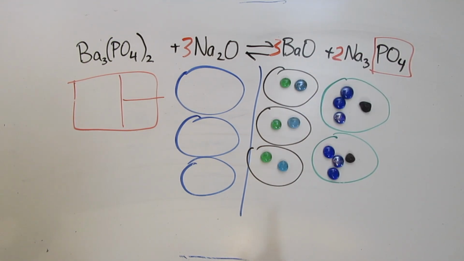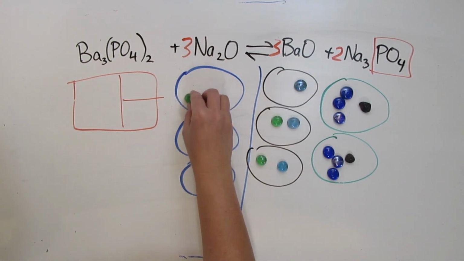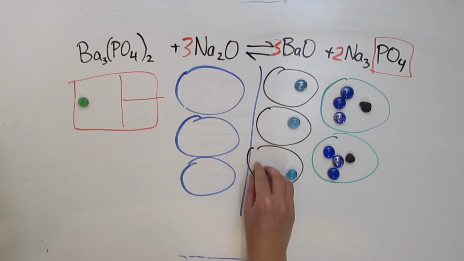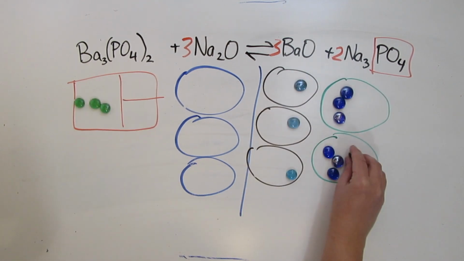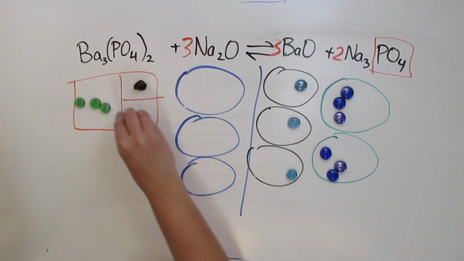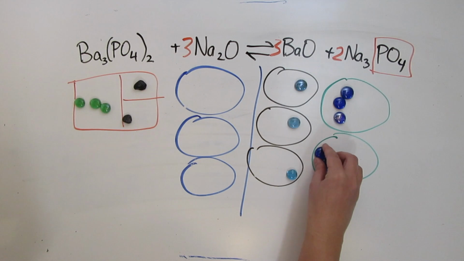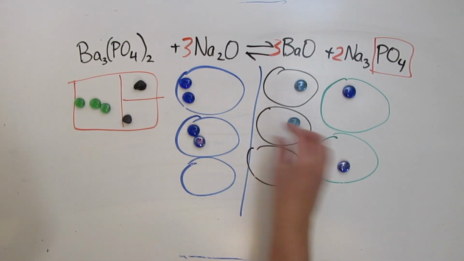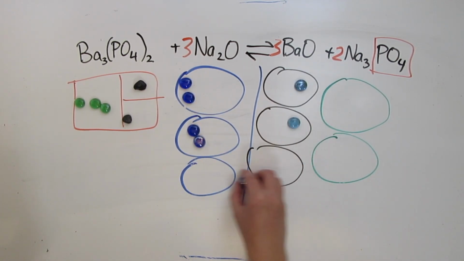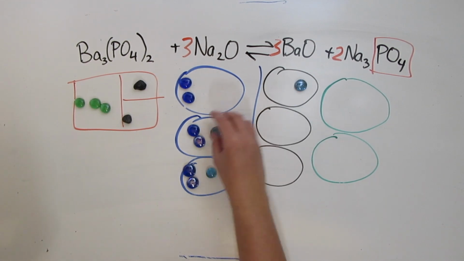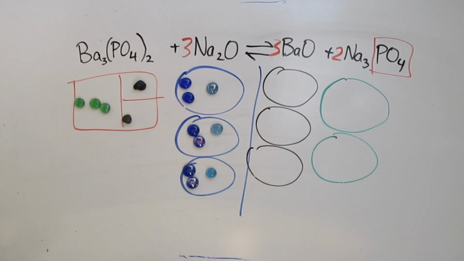And let's double check by bringing everything back over to the reactant side. So we have three barium, two PO4s, three Na2s, and it all works out. This concludes our series on chemical recipes and balancing equations.